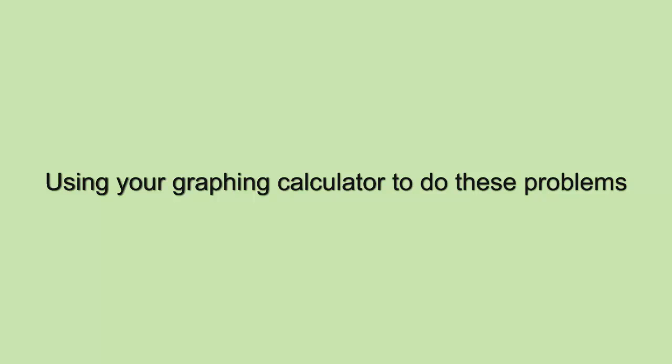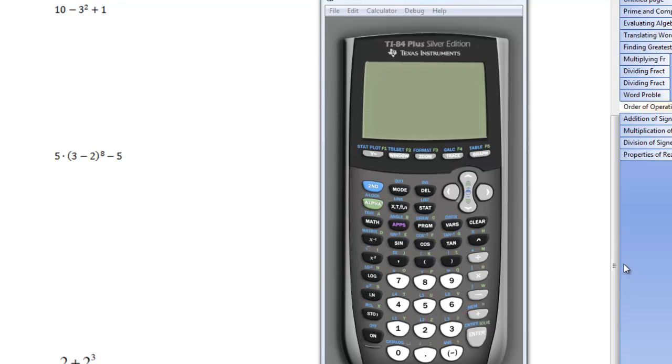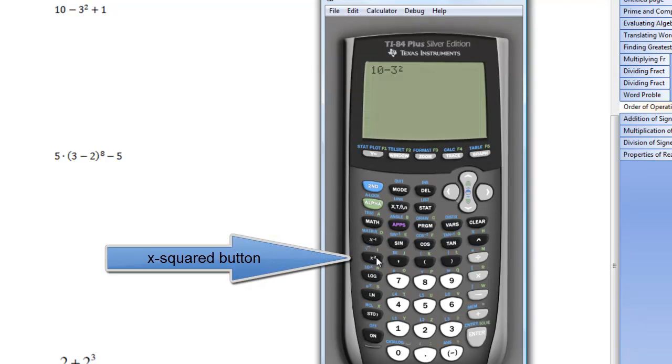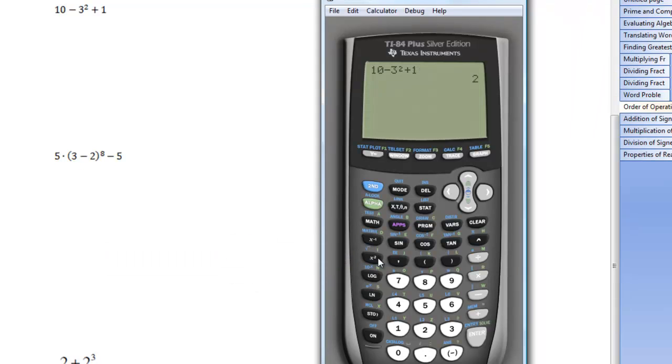Let's learn how to use the graphing calculator to do these problems, the same problems. So our first problem was 10 minus 3 squared plus 1. So we're just going to type it just the way that it is on our paper. And when we hit enter, notice we get the same answer.